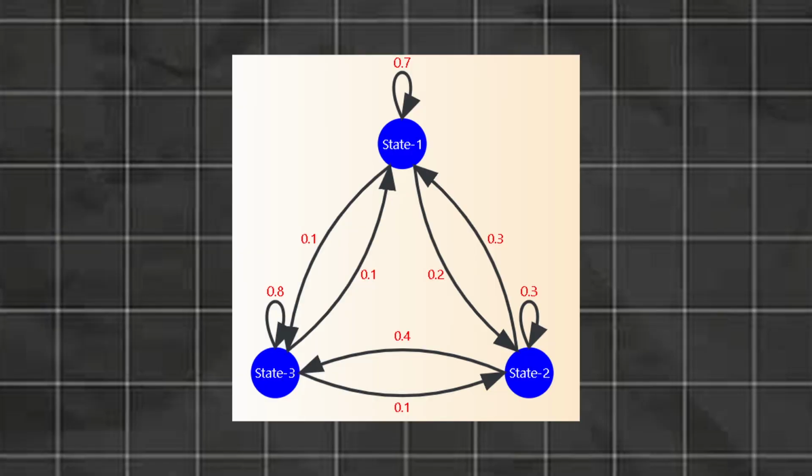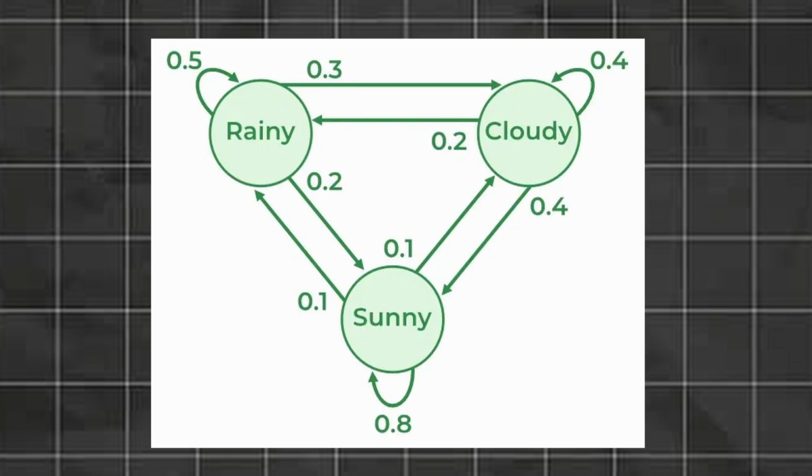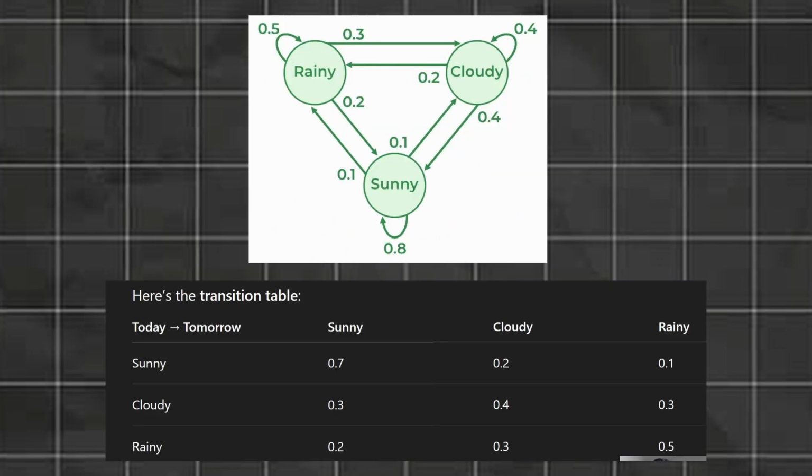A Markov chain is a sequence of states where the next state depends only on the current state, not the entire past. Now let's see a real example of how a Markov chain can be used to predict the future weather based on the weather today. Here we have three different possible states of the weather. It can be either sunny, cloudy, or rainy, and each state has chances of changing to another state.